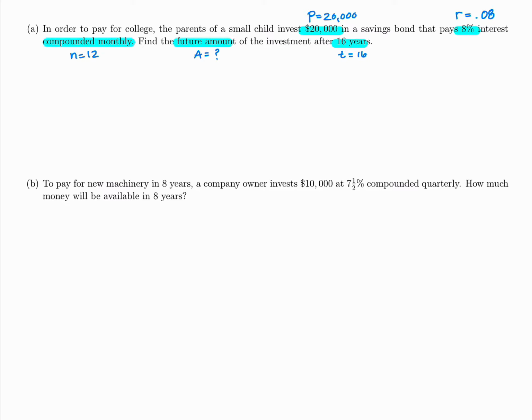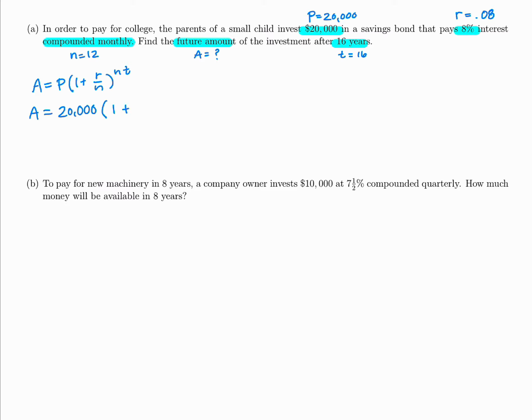Let's write out my formula. So it was A equals P times 1 plus R over N to the NT power. So A I don't know, so I'm just going to leave it as an A. My principal I can plug in is 20,000.